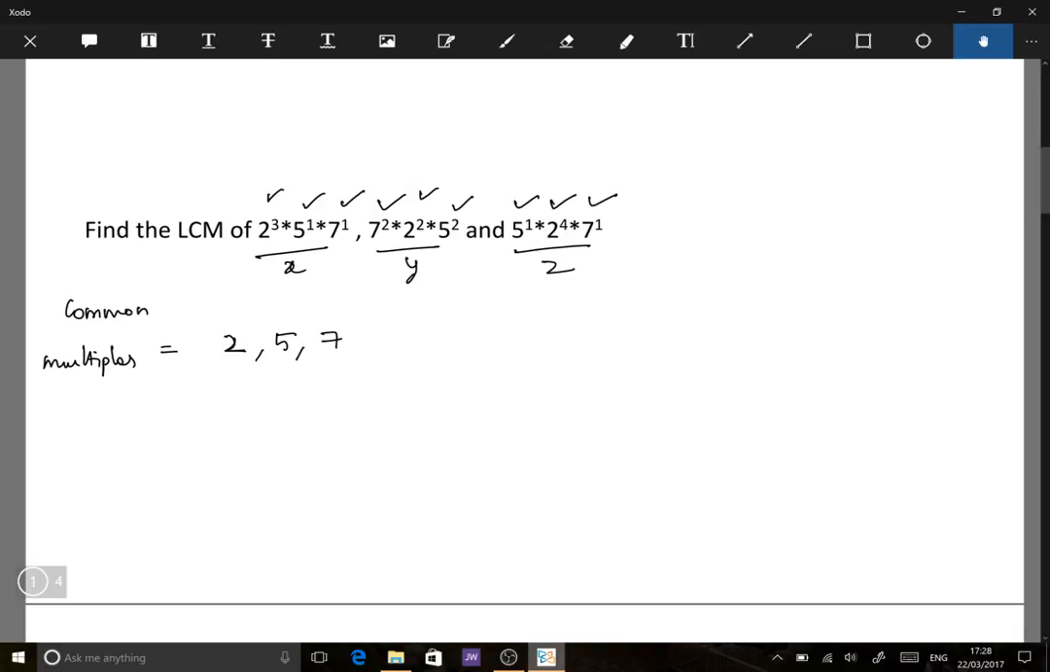See, for 2, here 2 cube, here 2 squared and 2 power 4. Which one is the highest power? 2 power 4 is the highest power, so I have to take 2 power 4. For 5, here 5 power 1, 5 squared, 5 power 1. 5 squared is the highest power, so I have to take 5 squared. For 7, 7 power 1 is here, 7 squared is here, 7 power 1 is here. 7 squared is the highest one, so I have to consider 7 squared.